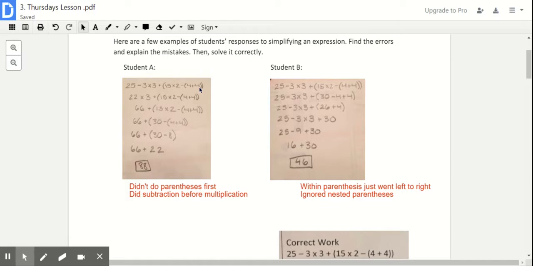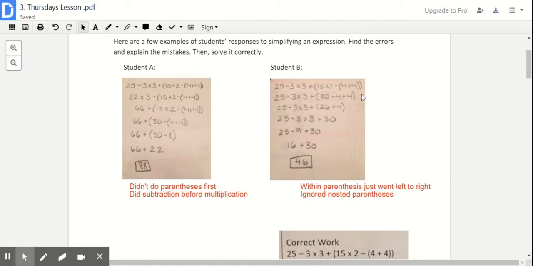So you guys should always realize that you need to do everything from parentheses out, work your way out, and then based off of the order of operations, multiplication and division over addition and subtraction first. Student B. So let's see what they did first. So we have our setup here. So what do you guys notice about their first step?